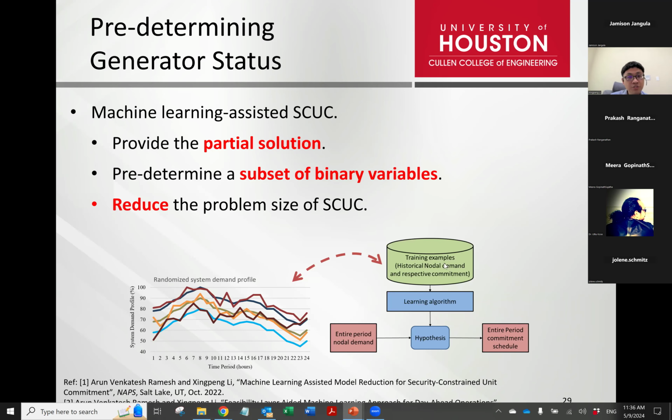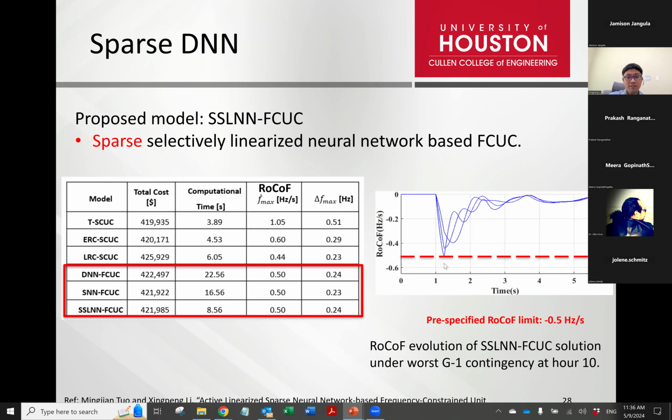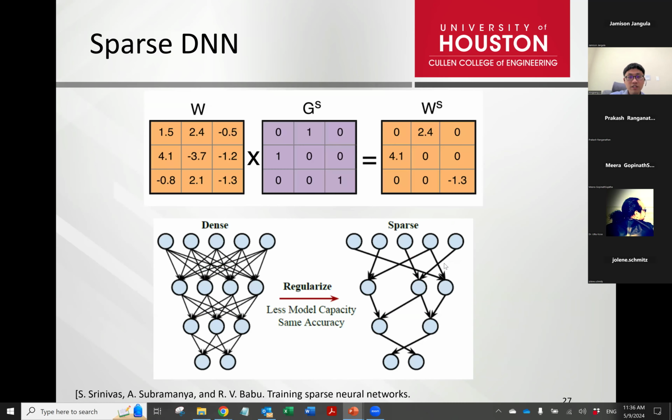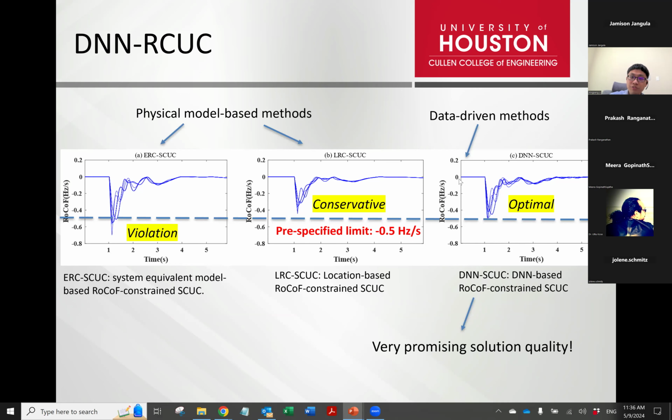Okay, the third strategy is to predetermine the generator status. Okay, this is also a machine learning based method, but this machine learning model is different from the previous machine learning model I explained. The previous machine learning model is to simulate the frequency stability performance. Right? So the first machine learning model is to predict the two frequency performance metrics, the raw curve and the frequency nadir. Okay?